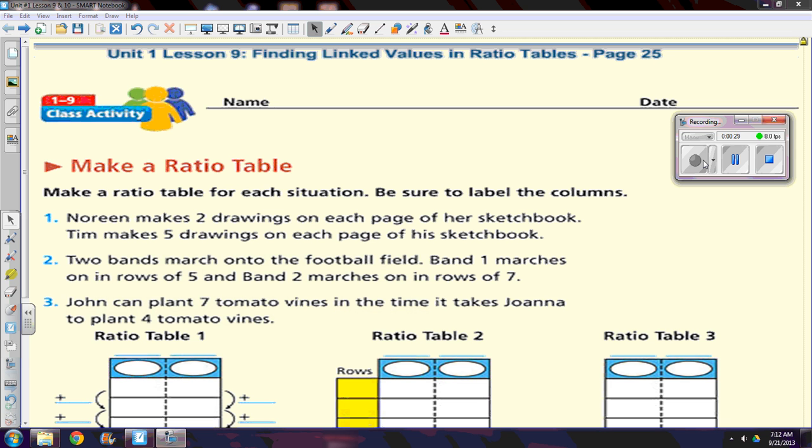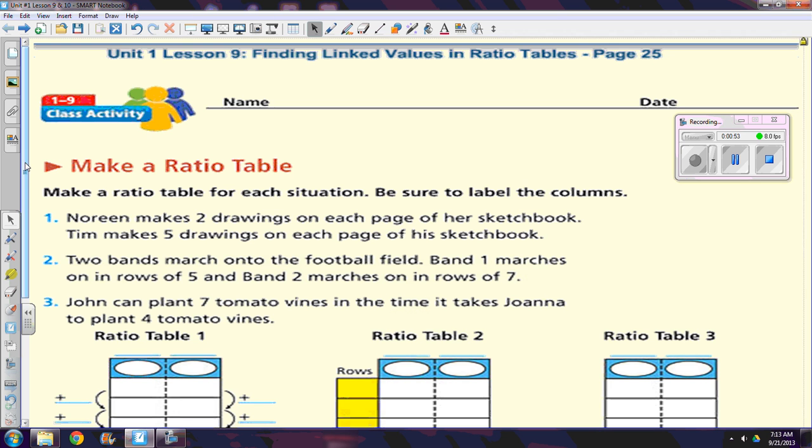So let's take a look at the directions for number 1. It says make a ratio table. Make a ratio table for each situation. Be sure to label the columns. So let's take a look at number 1. Noreen makes 2 drawings on each page of her sketchbook. Tim makes 5 drawings on each page of his sketchbook.